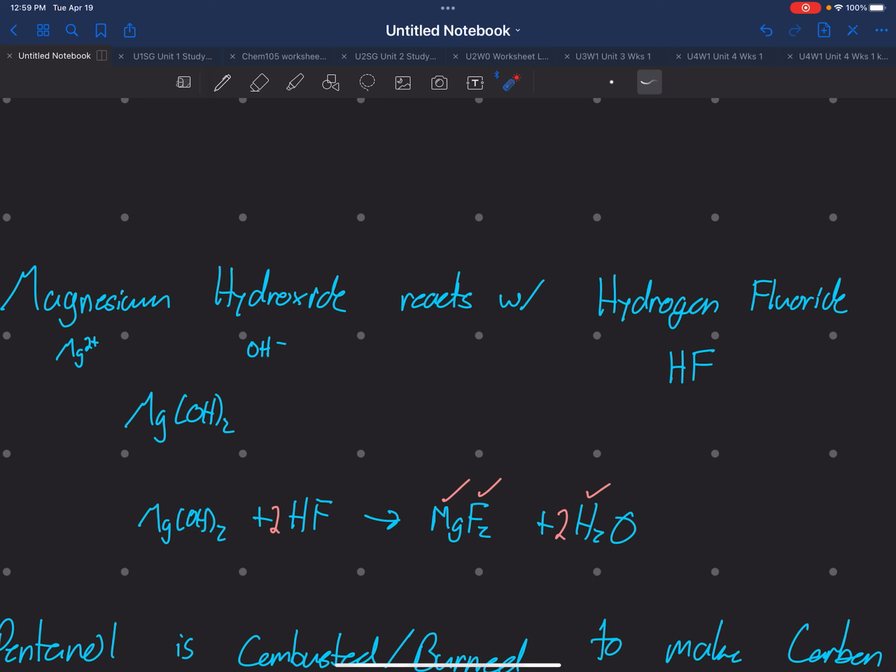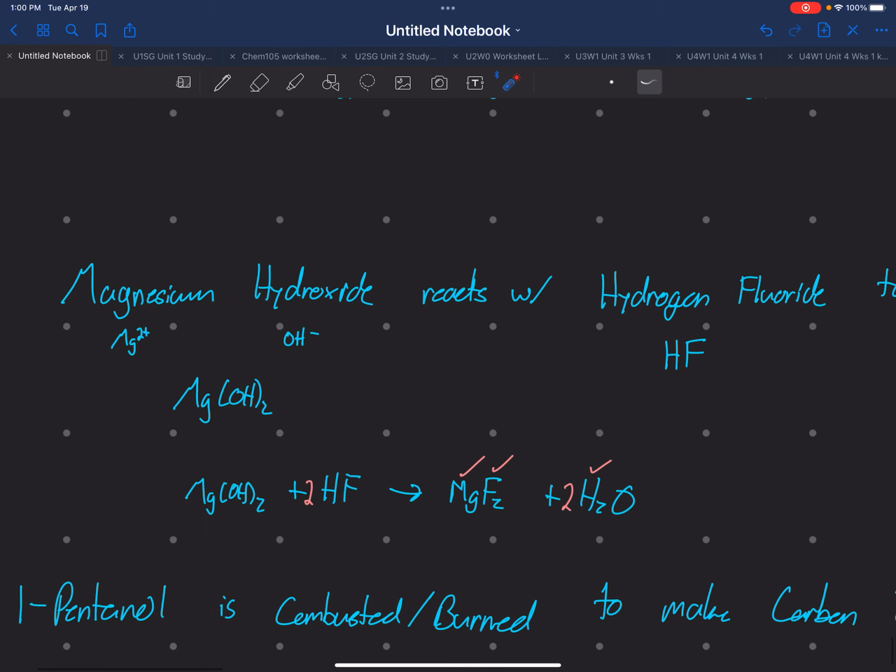Now we go to oxygen. When oxygen is done last, hopefully if the balancing was right, it's either going to be done for you or it shouldn't be too difficult to solve. So let's see, there's 2 oxygens here, and 2 oxygens here. So it's already balanced. Now that's done, right?